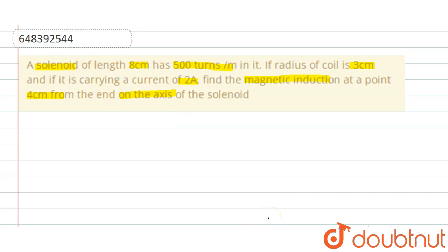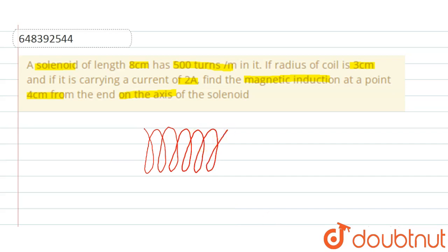Now students, let us consider this is our solenoid. It has a radius R, which is given as 3 cm. Now a point we have taken, let us suppose a point P, which is at a distance 4 cm from one end of the coil. This distance here is 4 cm. The length of this solenoid is 8 cm.